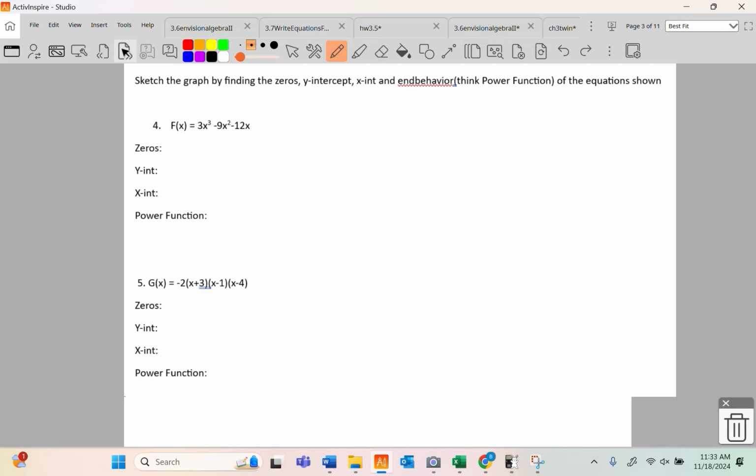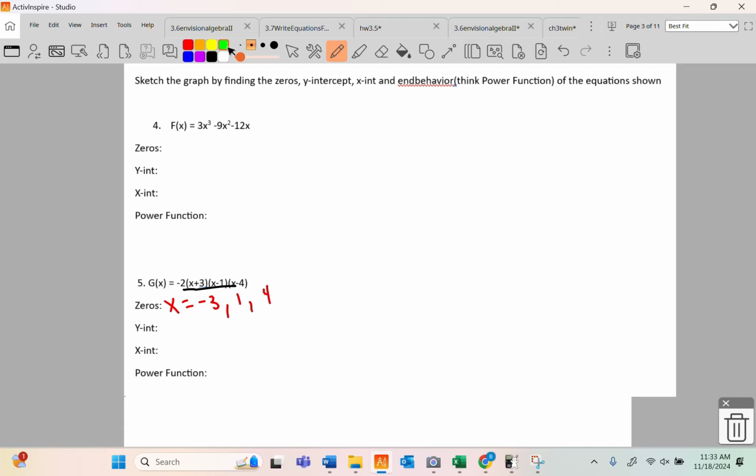Sketch a graph, finding the zeros, the y-intercept, the x-intercept, and end behavior. So if you just look at the polynomial, what are the zeros? X plus 3. That's not 3, that's not 0, that's a factor. X minus 3. X equals -3. 1. Because what do we do when we leave parentheses? Change the what? Sign.